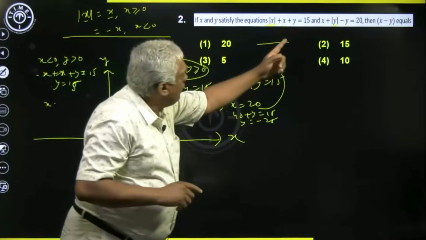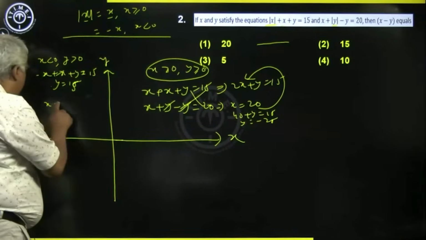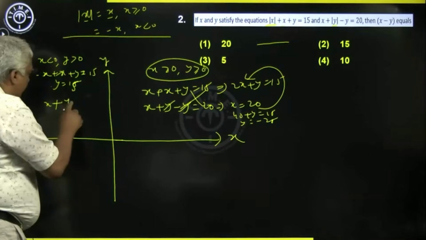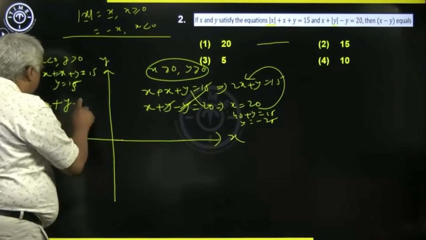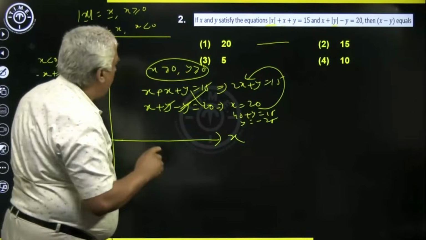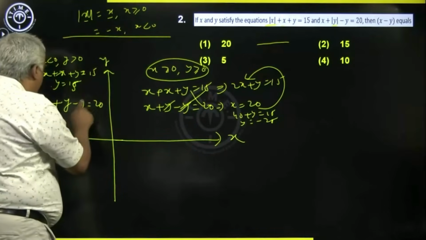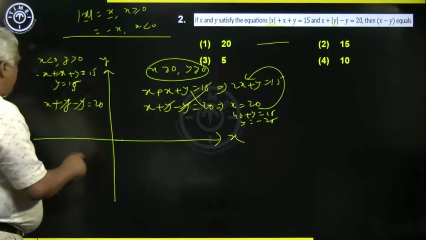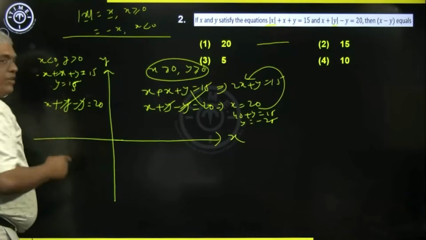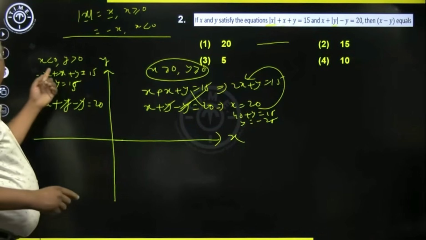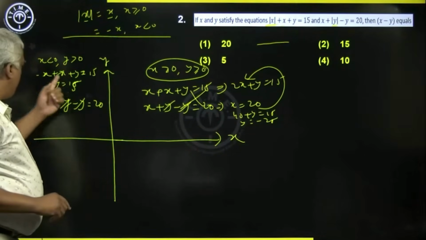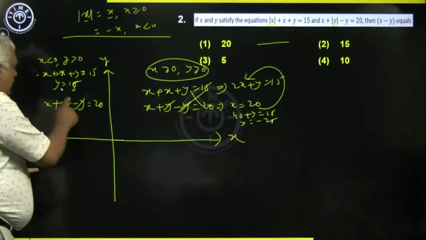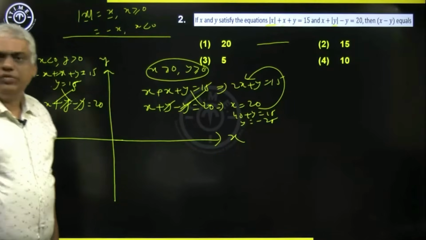Second one, |y| is y because y is positive, minus y equals 20, y cancels. So here we got x = 20. x = 20 and y = 15 are both positive, but in this quadrant x should be negative and y positive. So again this is an invalid solution.